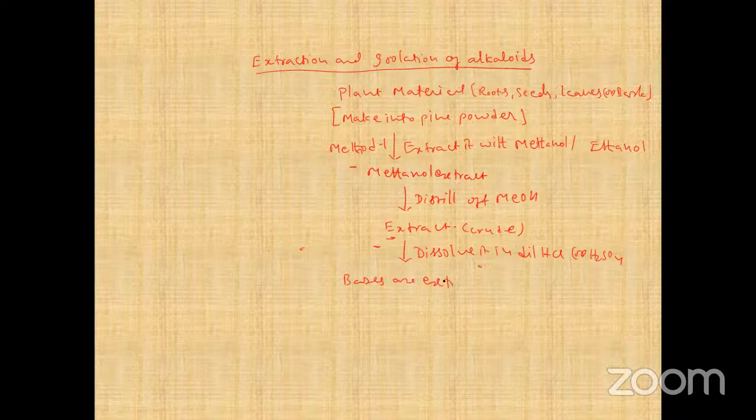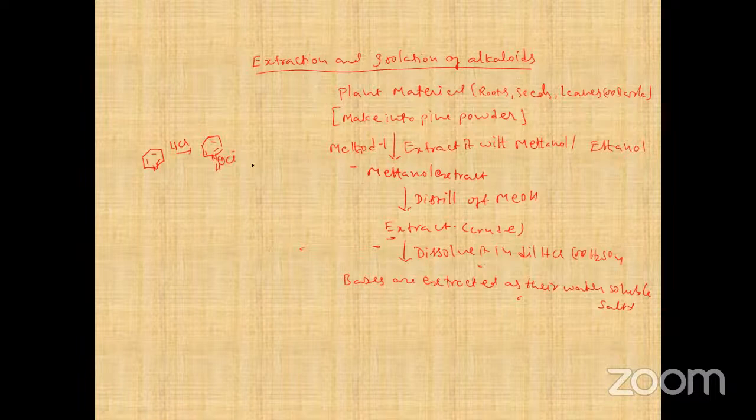Bases are extracted as their water soluble salts. Suppose, for example, a pyridine derivative is there. Now, whenever you are adding dilute HCl, it leads to the formation of an HCl derivative. A positive charge is there, and this positive charge is stabilized by a salt. This will be dissolved in the water.